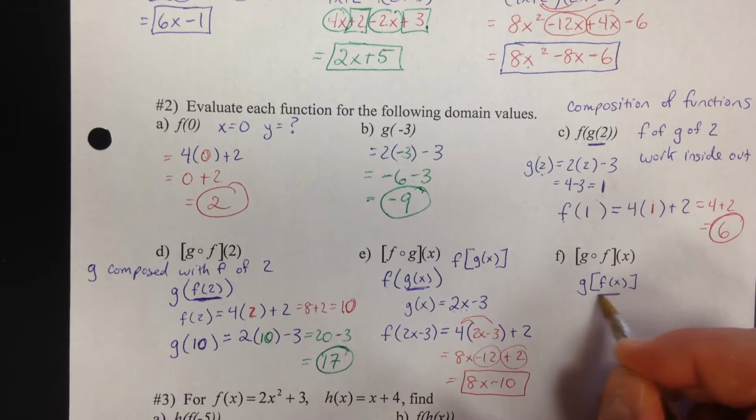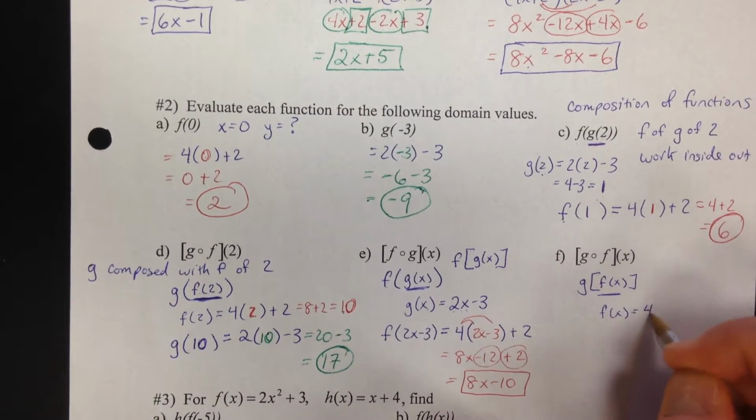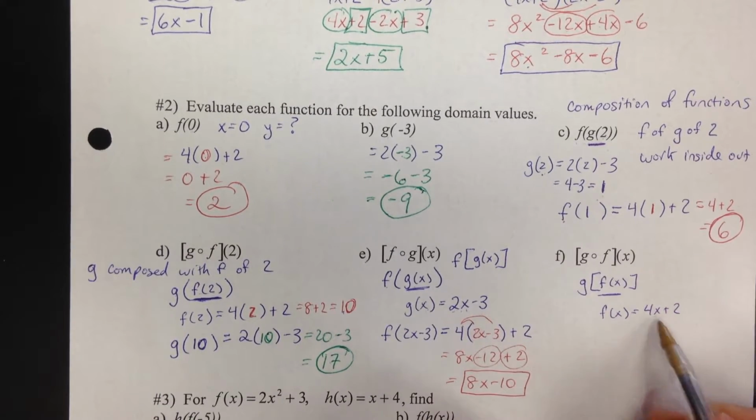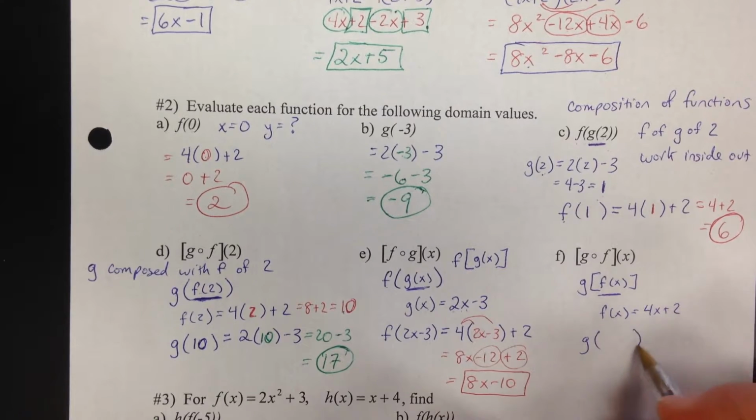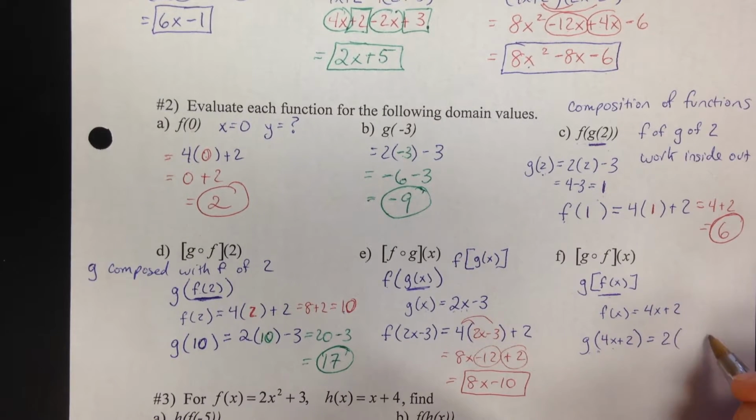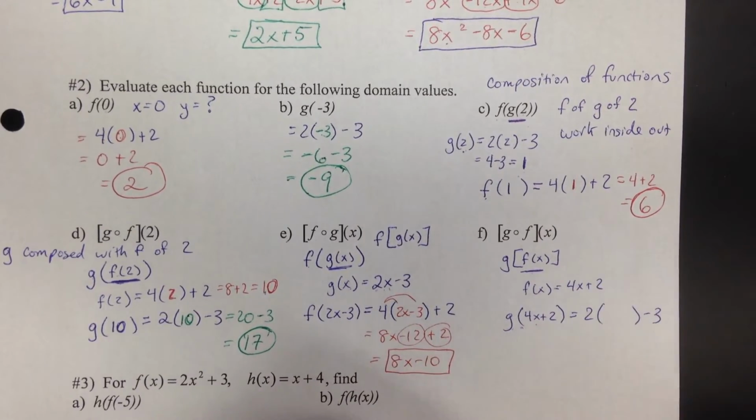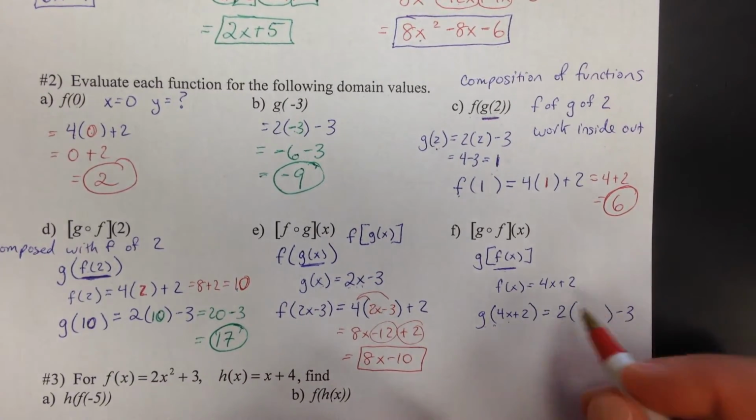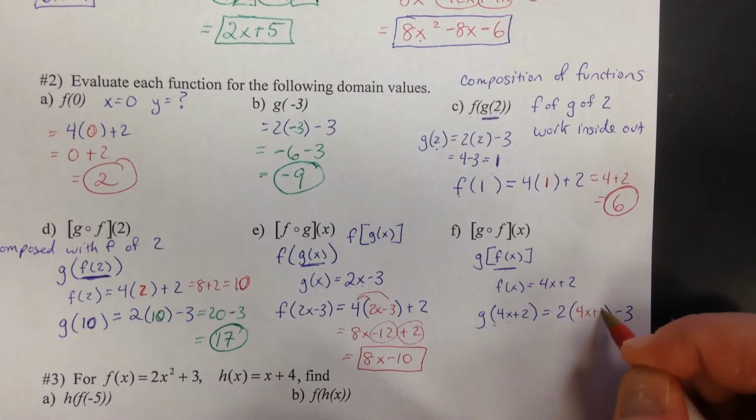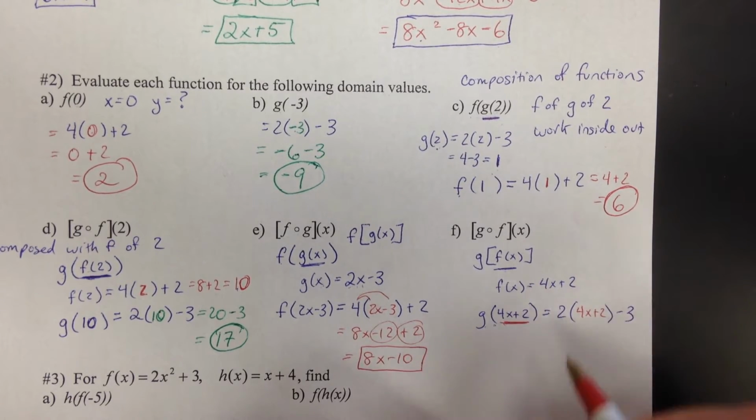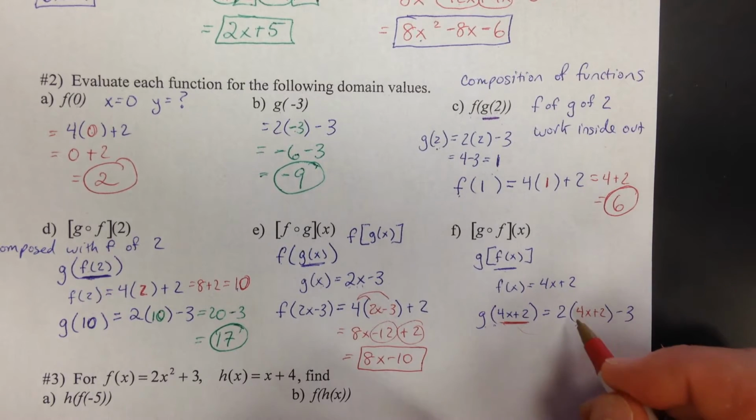So this time, you would start with the f function, which is 4x plus 2. Now I'm going to take that, and that's going to go into the g function when I rewrite this. The g function was 2 times x minus 3. Now my x value, what I'm going to substitute there, is 4x plus 2. Okay, this is my new domain, so that goes into the parentheses.